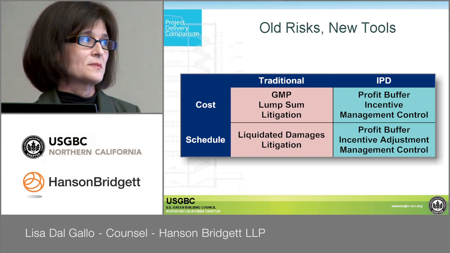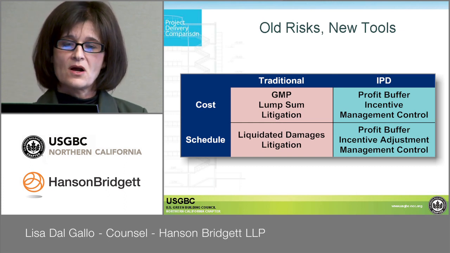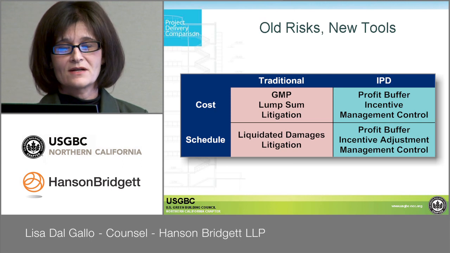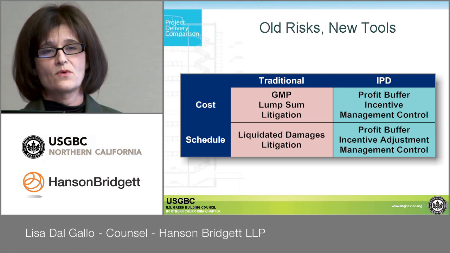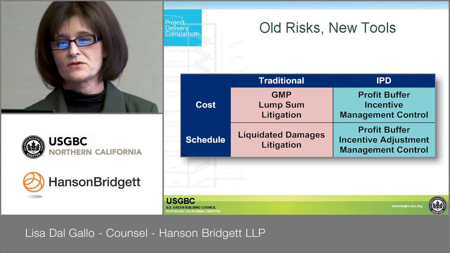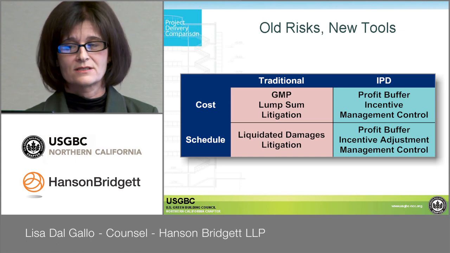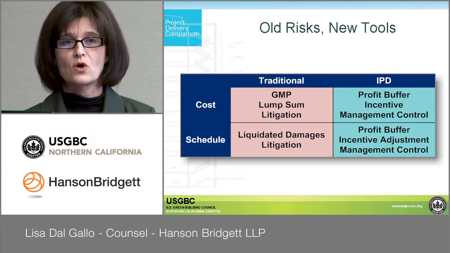And this is sort of just a repeat. Under the traditional approach, GMP, you've got lump sum subcontractors. You could have a lot of litigation if there's claims. You've got finger pointing between the architect and the contractor. Subs are pointing fingers. Everybody's pointing fingers. You usually have liquidated damages for delays, and again, just a lot of claims if things don't go well.